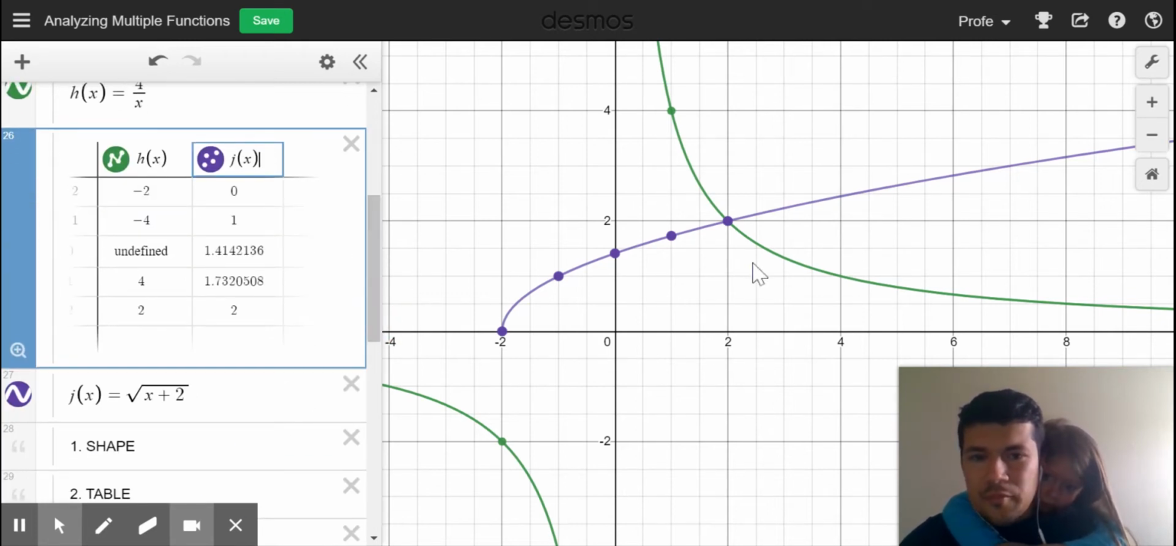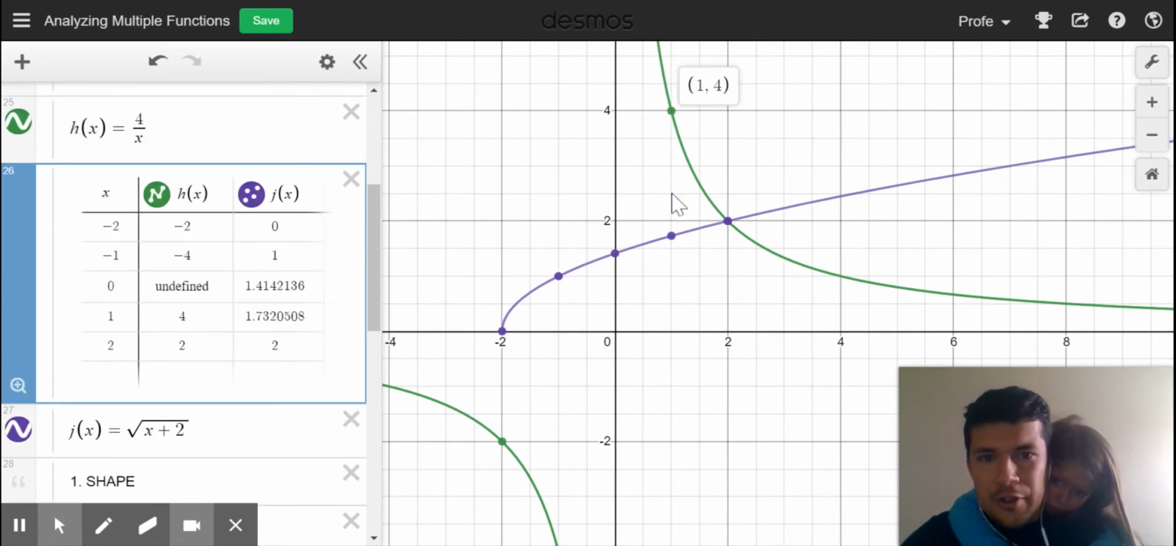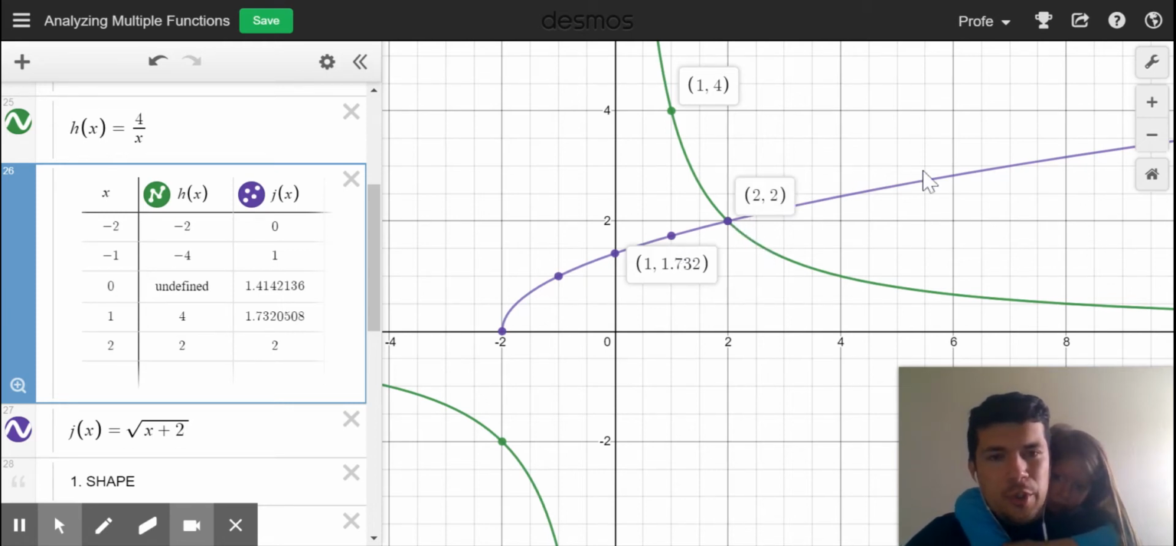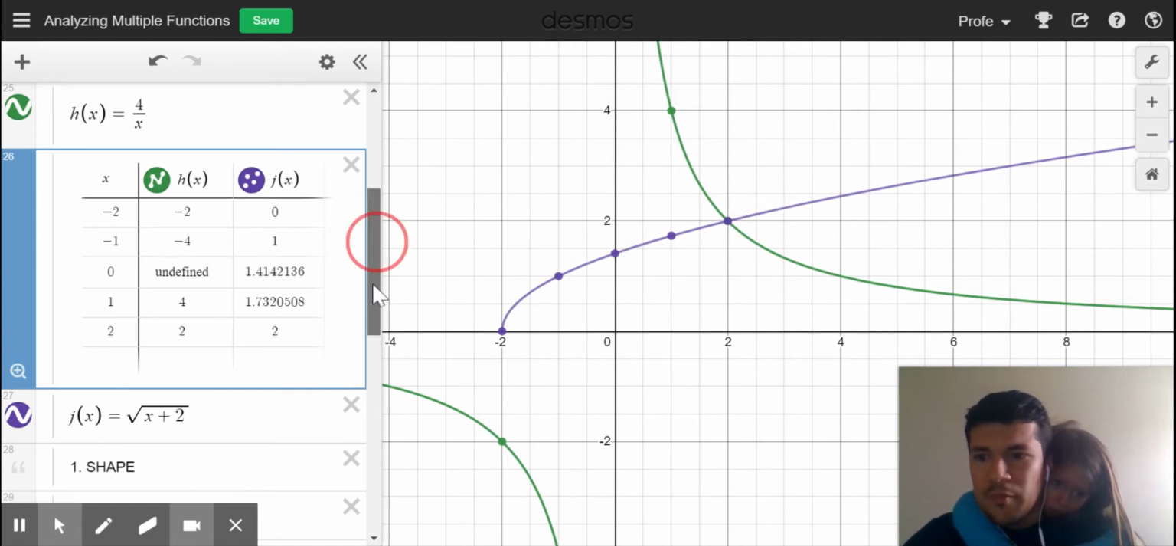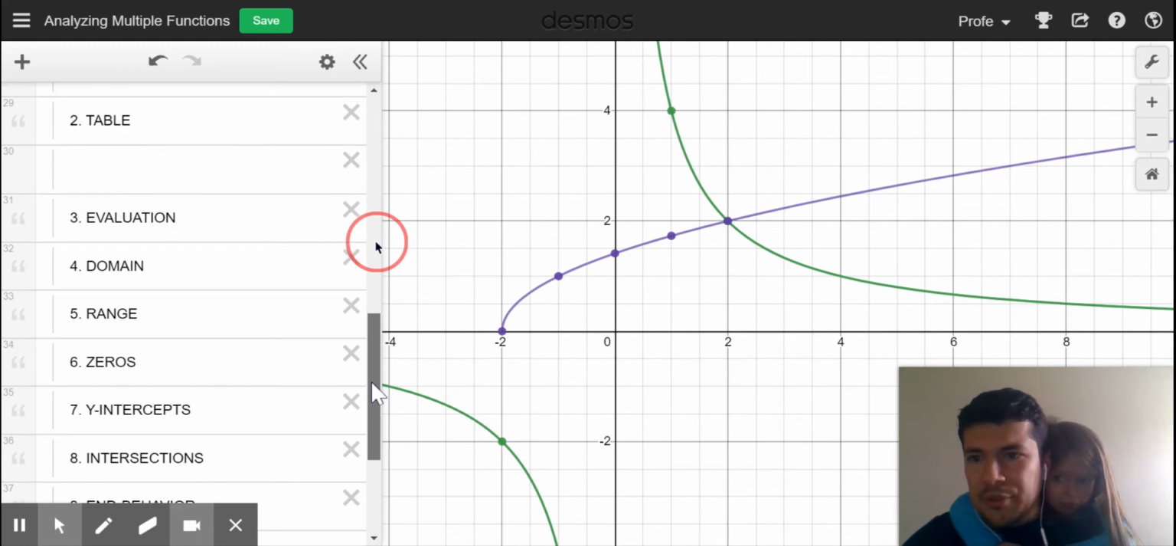and that way you get all of these points, right? And that way you can see that there are certain points on the rational function that are greater than the points on the square root function. However, after 2, every point on the square root function is going to be greater than the rational function. Okay. Continuing, the fourth step was the domain.